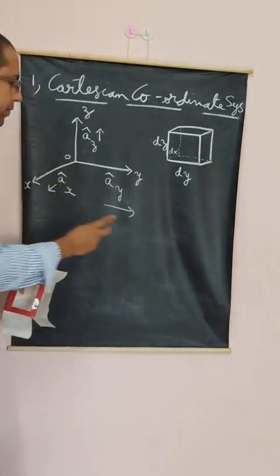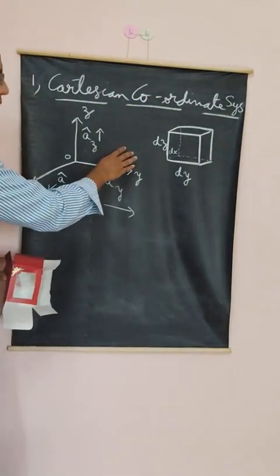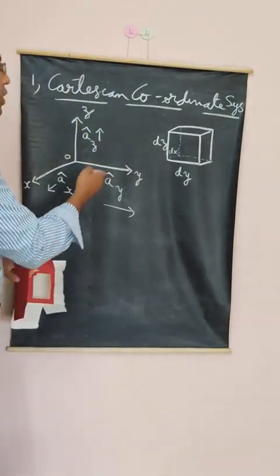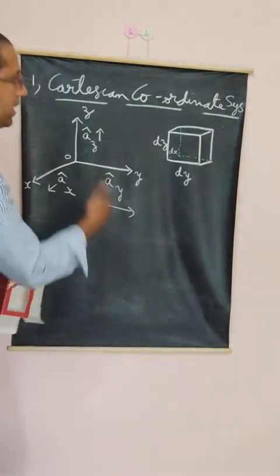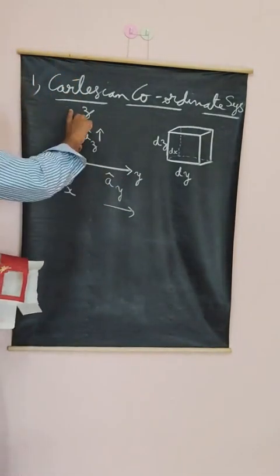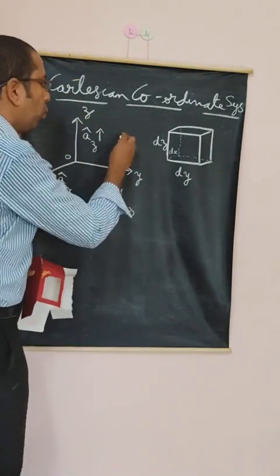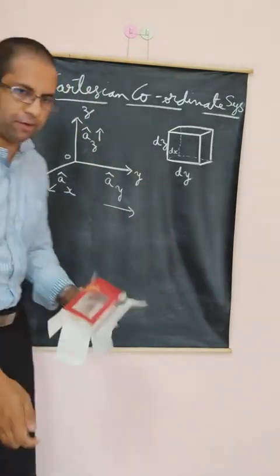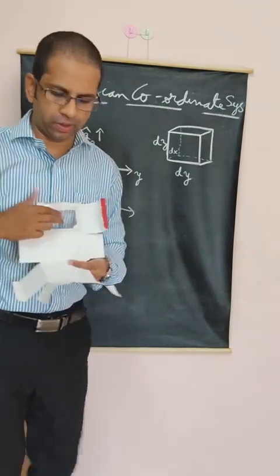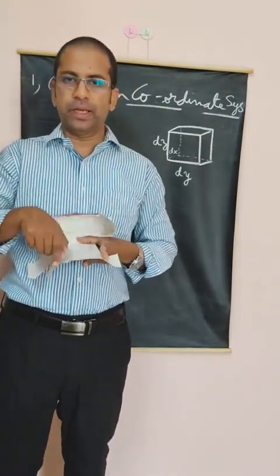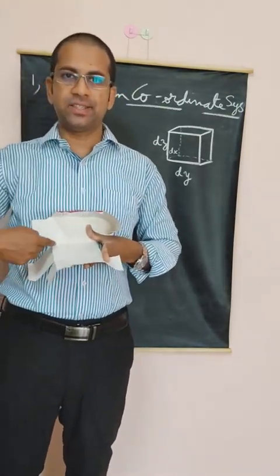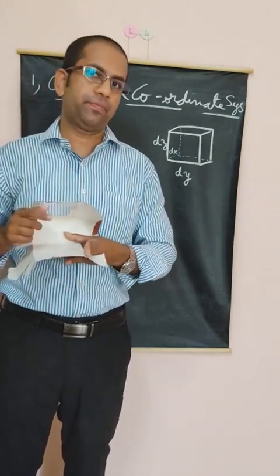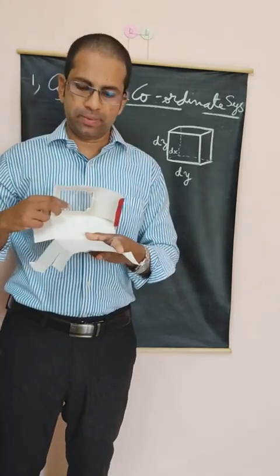So you can see that the place where the blackboard is has your y-axis and z-axis. So this is called the YZ plane. The floor that I am standing on has the x-axis and y-axis. So it is called the XY plane.